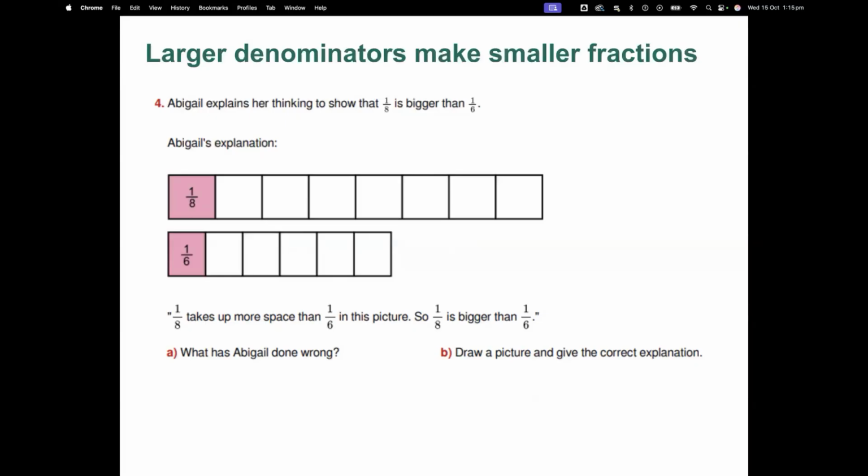So these are things that kids would normally do, right? They'll casually draw the bar and they'll say, oh, so 1/8 is bigger than 1/6, but we know that's not true.